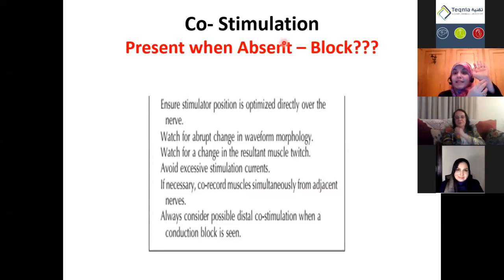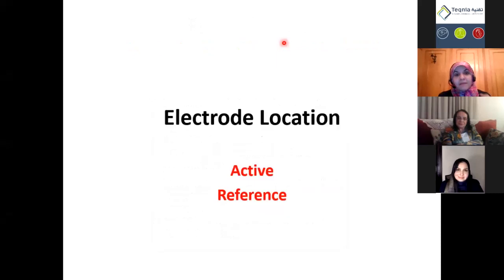If you are stimulating median, you will record a shape. And when you stimulate the ulnar, you will record another shape from the same muscle. So the shape will change also. These are the most important tips to prevent co-stimulation. The electrode location, where to put the active and where to put the reference, affects greatly what you see.